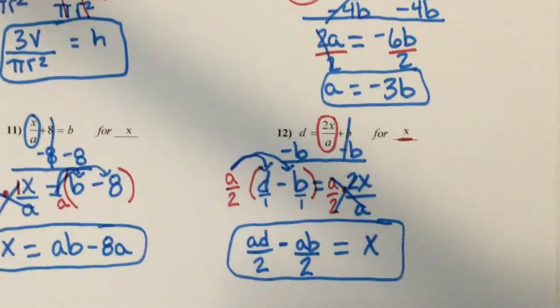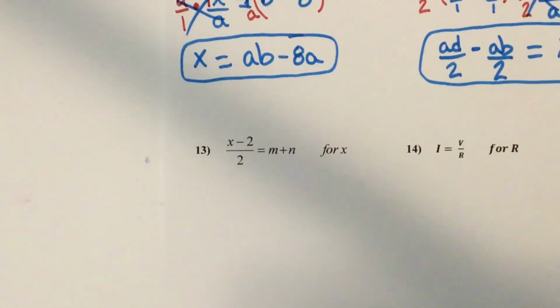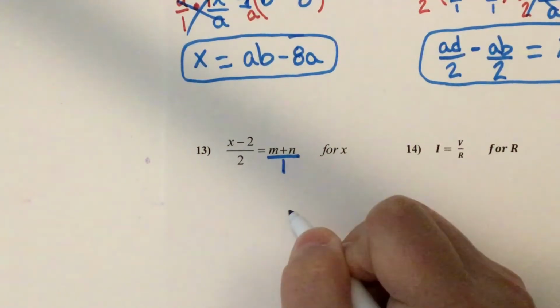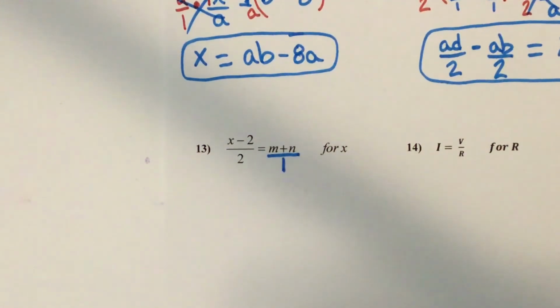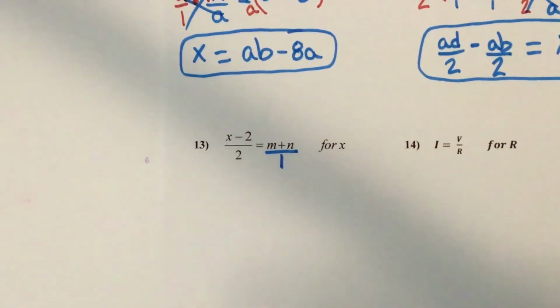Okay, now this next one kind of looks like some others that we have seen in the past. Do you know what we've done to problems that look like this? We've turned them into proportions. I'm going to pop this whole side over a 1. And now I have a proportion. I have one fraction, an equal sign, and one fraction.